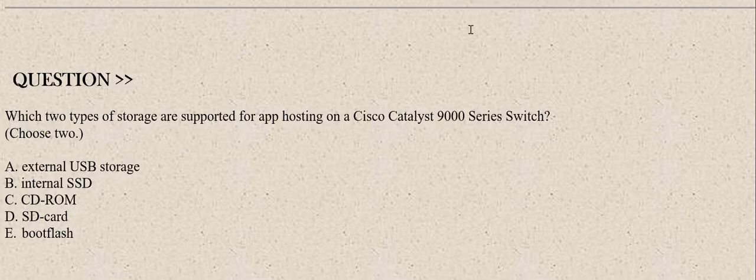Our next question is, which two types of storage are supported for app hosting on a Cisco Catalyst 9000 series switch? Choose two. The options are option A, external USB storage, option B, internal SSD, option C, CD-ROM, option D, SD card, option E, boot flash. The correct answers are option A and B.